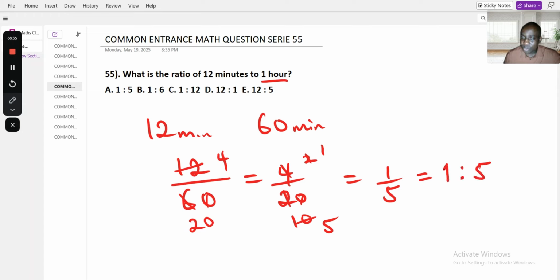Now we have turned this to ratio. Our final answer is A. Let's move to the next question.